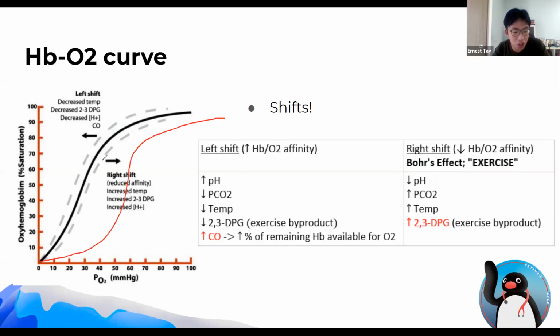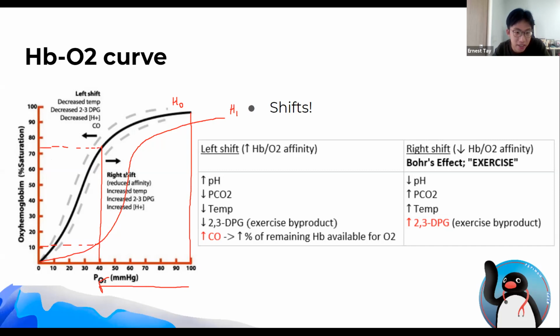Okay, so this shows a right shift, original and final, right? So assuming you are at 100 mmHg, and then you move down to your tissues and then you reach 40, right?